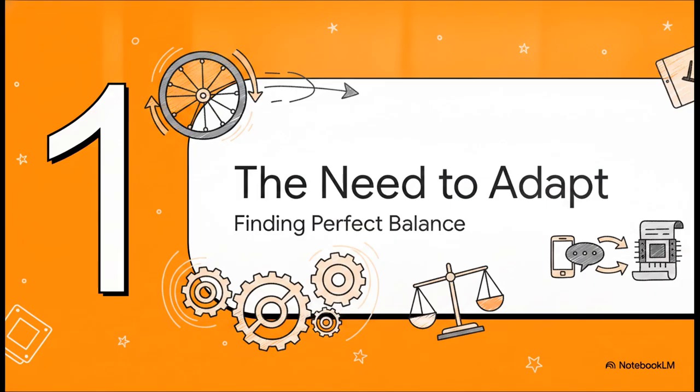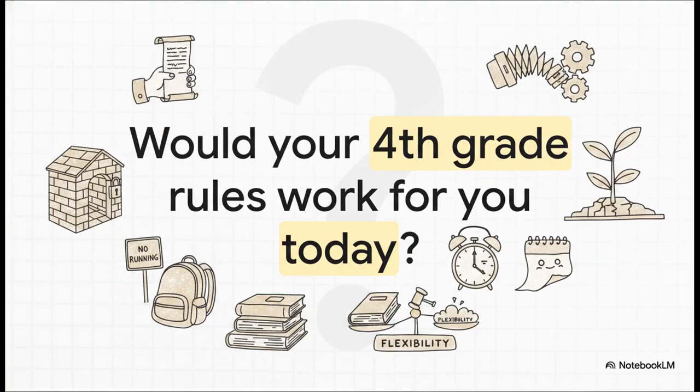Section 1. The need to adapt, finding the perfect balance. Okay, let me ask you a quick question. Would the exact same rules you lived by in the 4th grade still work for you as an adult today? No way, right? It'd be completely suffocating. Well, just like you outgrow childhood rules, a nation outgrows its original laws. A constitution absolutely has to be adaptable. But on the flip side, you definitely don't want a system so loose that the rules can be secretly changed overnight. You need a very careful balance.